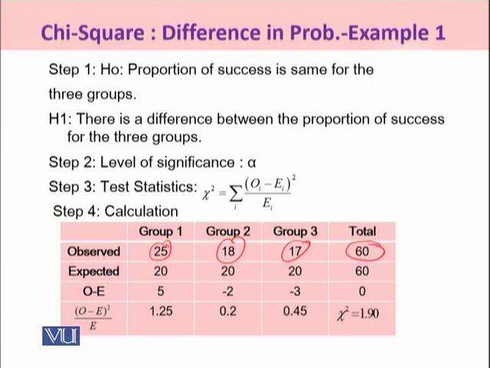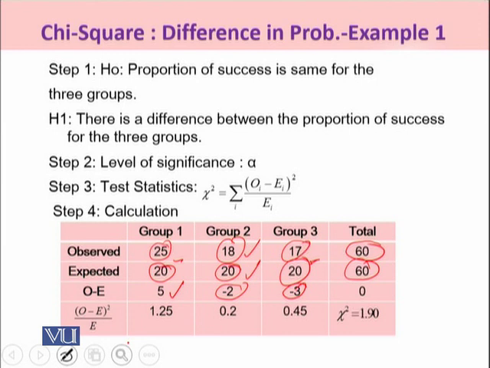Now the next step is to calculate the expected frequency so that we can perform the chi-square test. So students, 60, as we are given three groups, we have equally divided into three groups, 20, 20 and 20, giving us a sum of 60. So after dividing 60 into 3 parts, we will take differences of the observed and expected frequencies. So students, O minus E we will calculate. 25 minus 20 is 5. Then 18 minus 20 is minus 2. And then 17 minus 20 gives us minus 3.